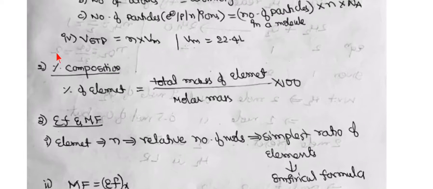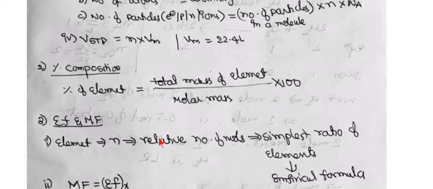Next, percentage composition means we have to find out what the different types of elements are there and what percentage they are present. So percentage of element is total mass of the element by molar mass into 100.